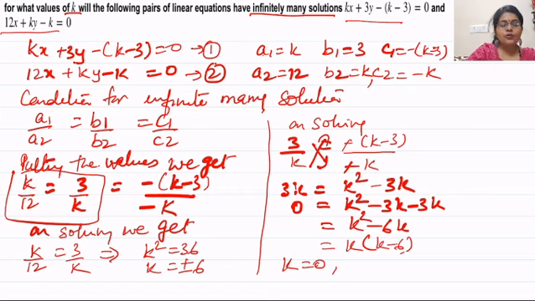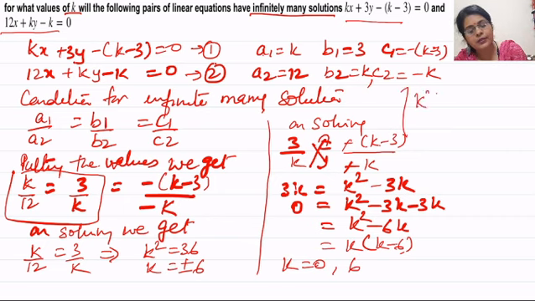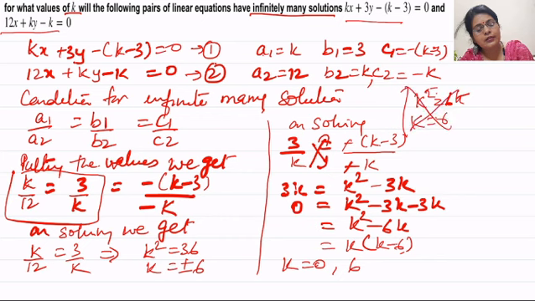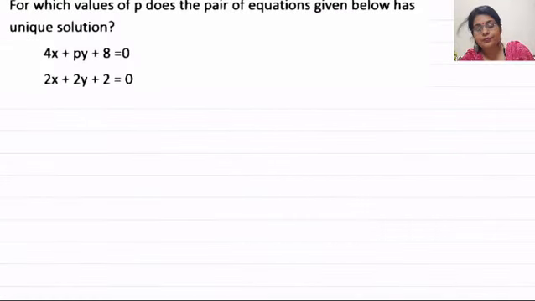So sometimes what do the children do? They simply write k square is equal to 6k, and then they cancel k and get k is equal to 6. This is completely wrong. If this type of question is given, we have to follow this procedure. I hope you have got my point, and please follow it whenever it is given in the examination. Now let us come to the next question.